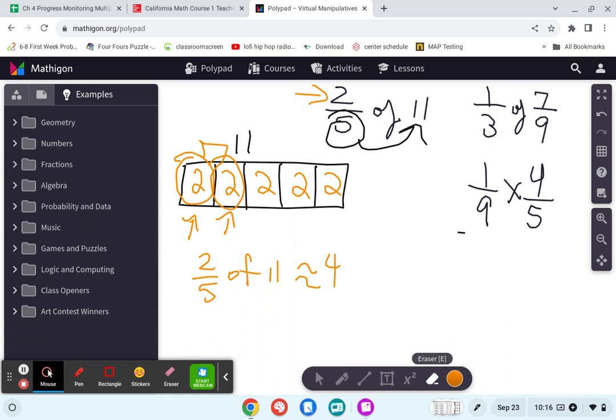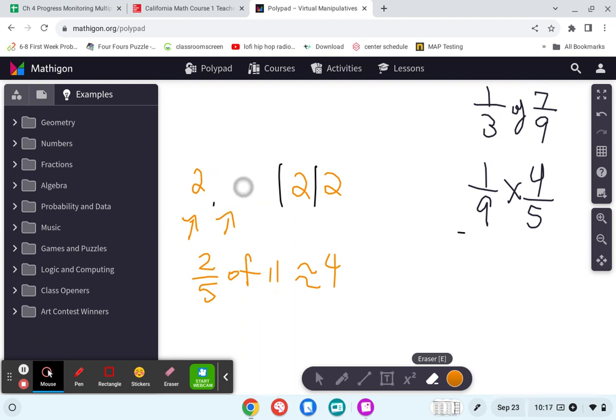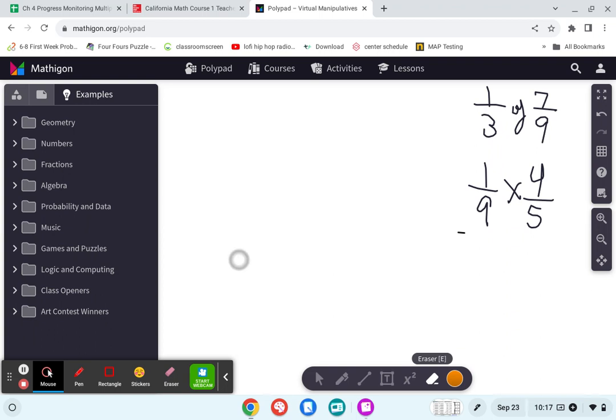I used the bar graph diagram and I found a multiple of 5 that was close to 11, which is 10. And then I sectioned my bar graph into 5 parts and I figured out how many could be in each of those parts. And that is 2. And then it asked me for 2/5 of 11. And so I had to find out how much 2/5 was equal to.